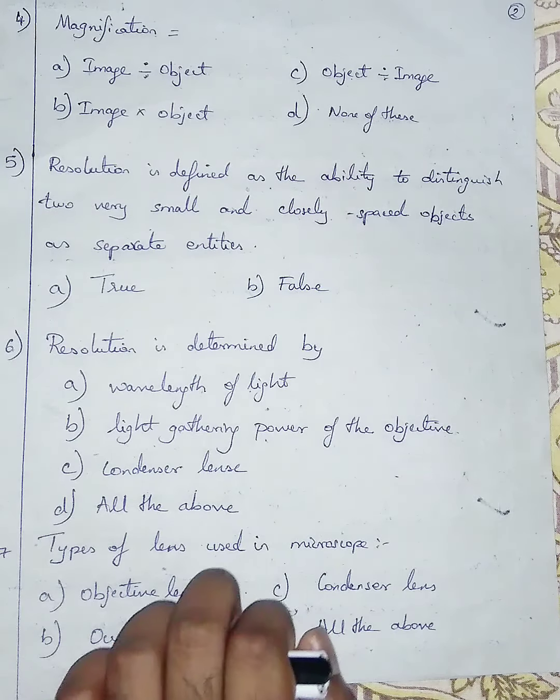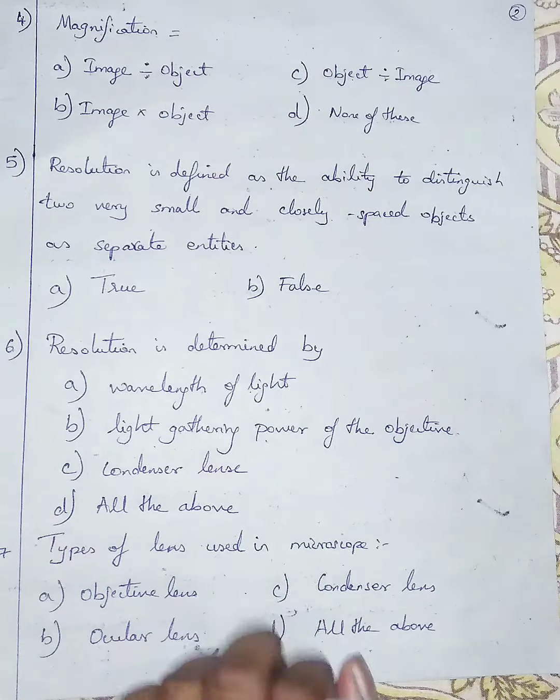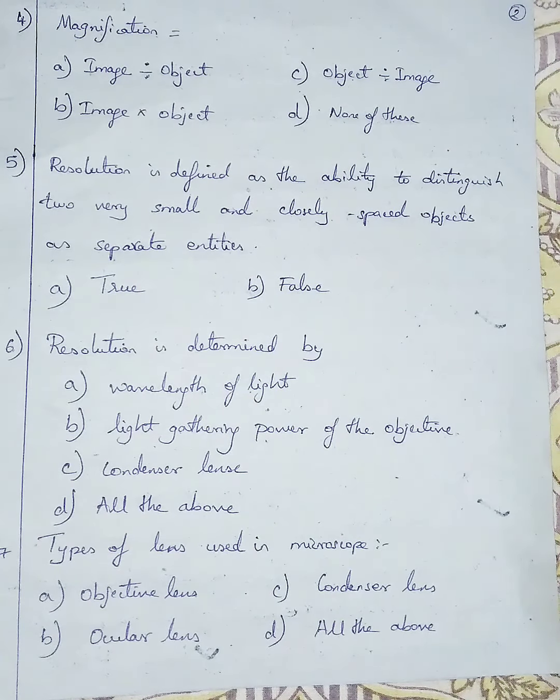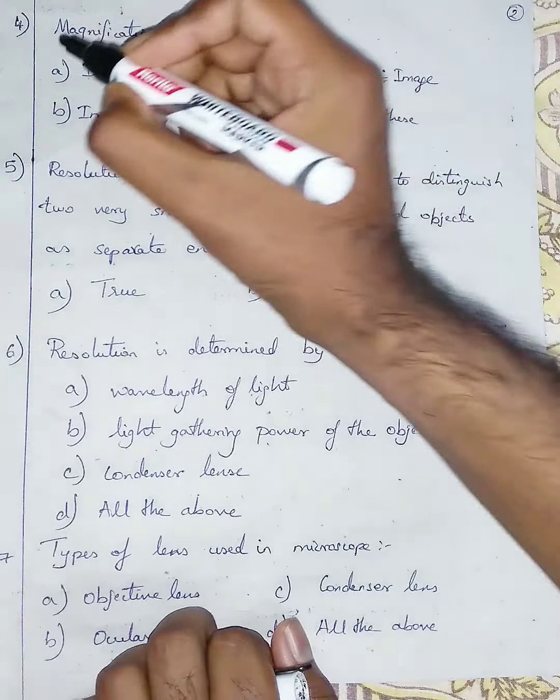For a particular object, how much you can magnify it, how much you can enlarge it, that is the definition of magnification. Option A, image by object, is the right answer. Magnification is equal to image by object.